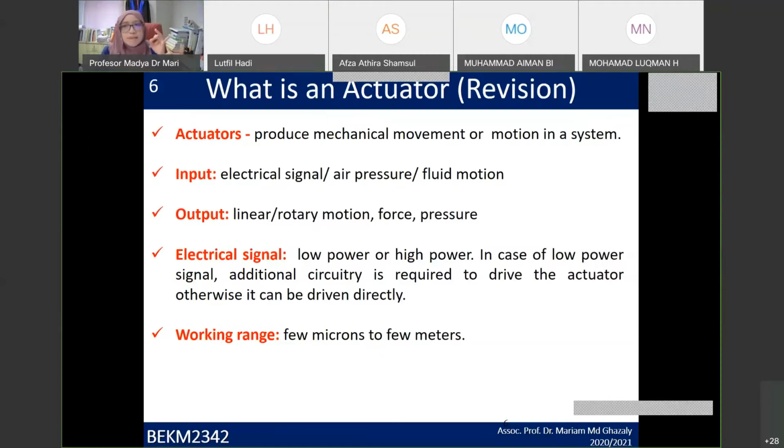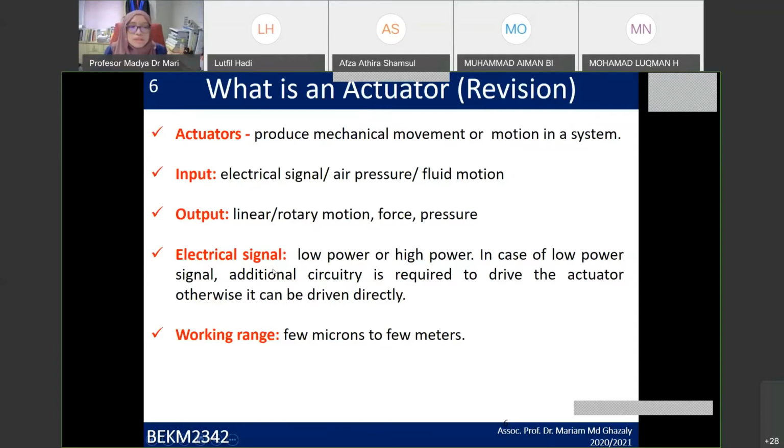For mechanism, there's no such input, okay, because it's linkages, gears and so on. The output will be linear or rotary motion, and force and pressure. Later on you will understand that for mechanism, the input normally will be motion. The input will normally be linear and the output will be rotary, or input to rotary and so on.